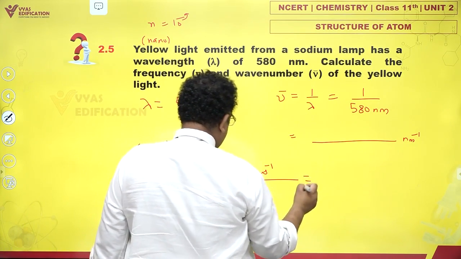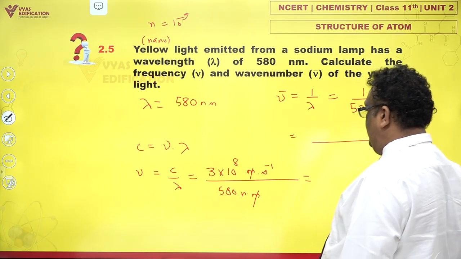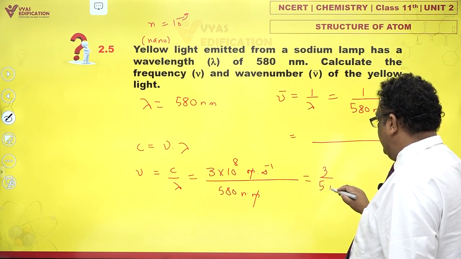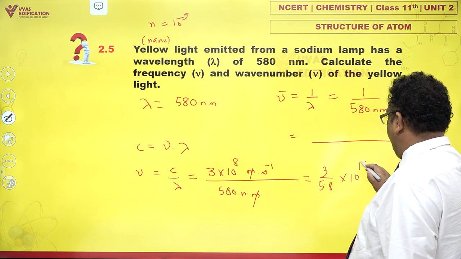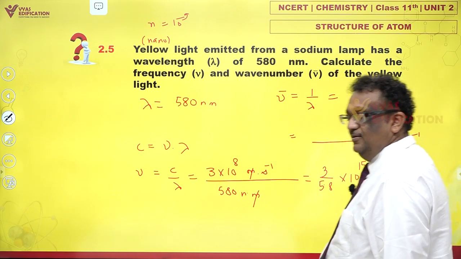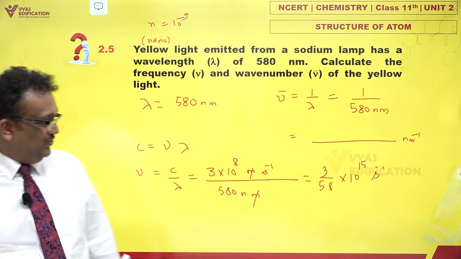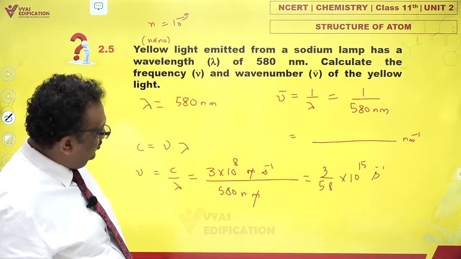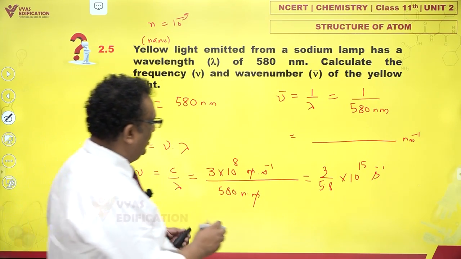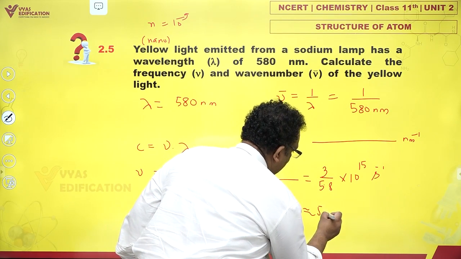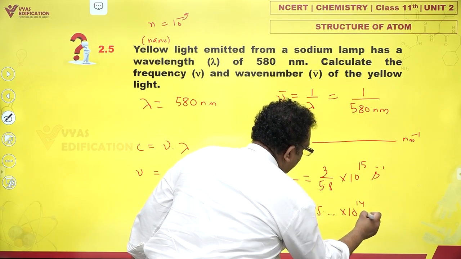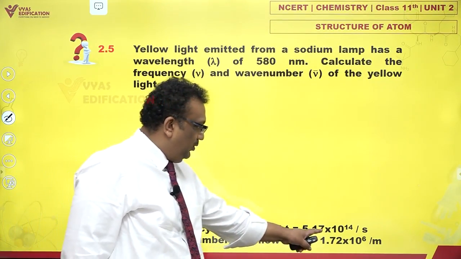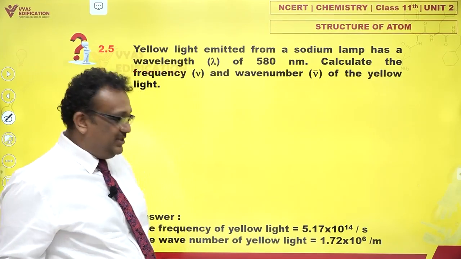That makes it 3 into 10 raised to minus 9, 3 by 5.8 into 10 raised to 15 per second. That's very interesting. That would be around 5.3, 5.2, something like that, into 10 raised to 14. 5 point something into 10 raised to 14 per second. We can calculate that. 5.17 into 10 raised to 14 per second. That is the accurate answer.